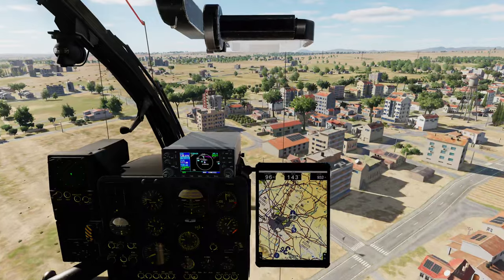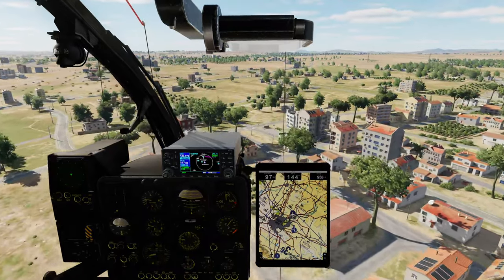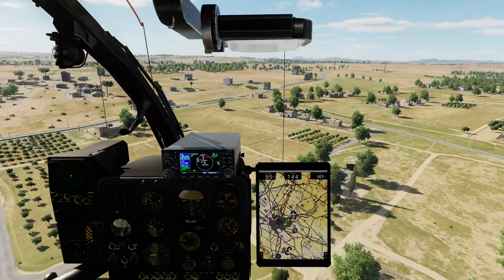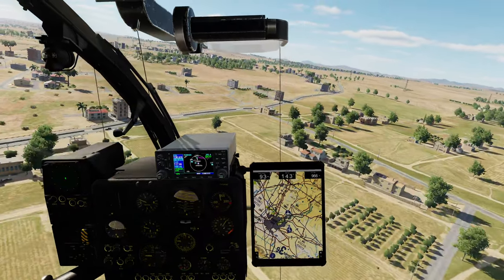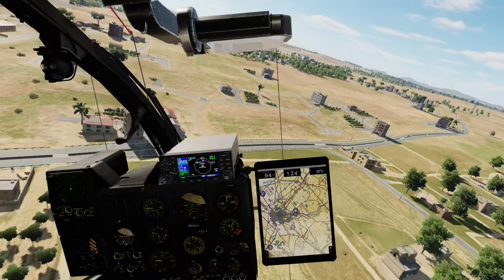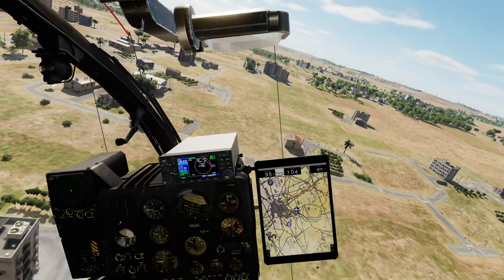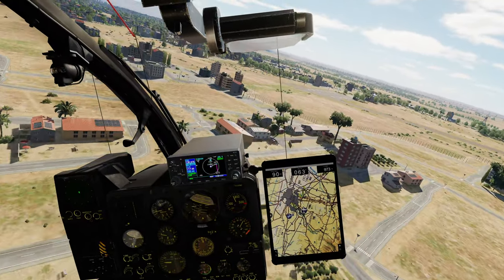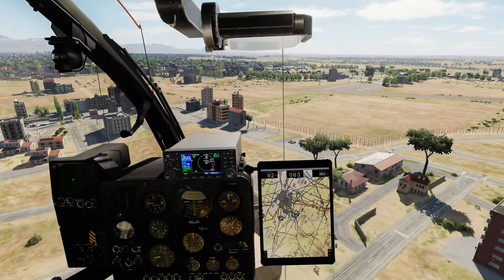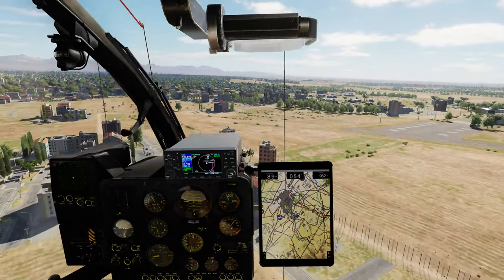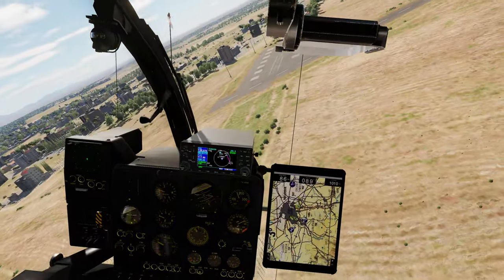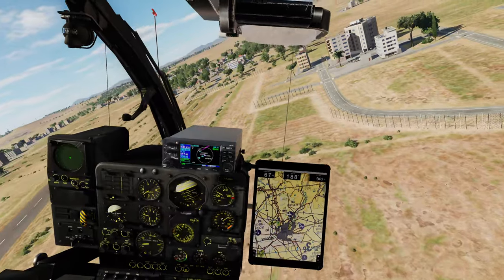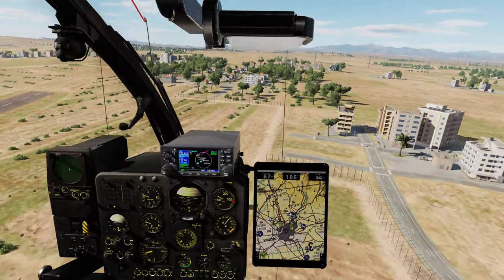So we should have the airfield in sight any moment now. The chart says it's somewhere here. Let's see if we can pick it up. There it is. Okay, so actually I messed up a little bit. Let's just do a left loop and get ourselves into the downwind. Actually, let's throw it around a bit. Let me show you what it's like to throw around. We'll just throw it right into the downwind here. Not too shabby. There we go.